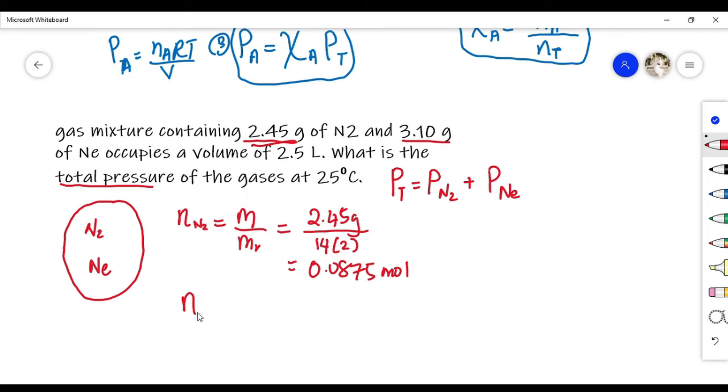Next, kita cari number of mole of neon. Sama juga mass over molar mass. Mass bagi neon adalah 3.10 gram. Molar mass untuk neon adalah, kejap saya cari. Untuk neon kita akan dapat 20.2. Okay, so 20.2 gram per mole. Okay, so 3.10 over 20.2, so about 0.1535 mole.